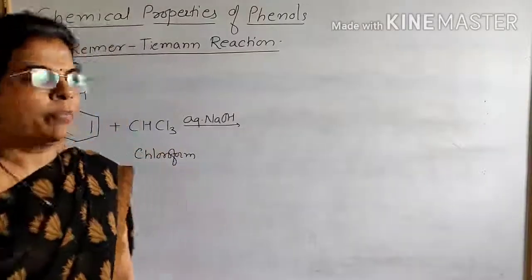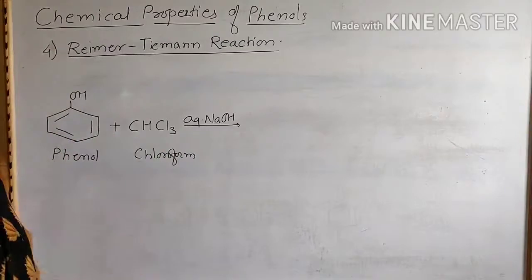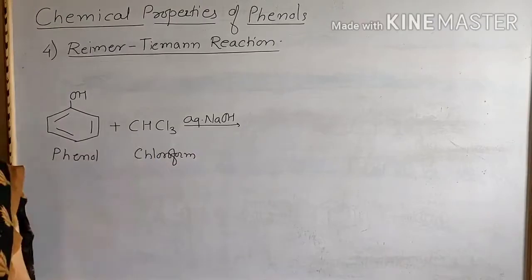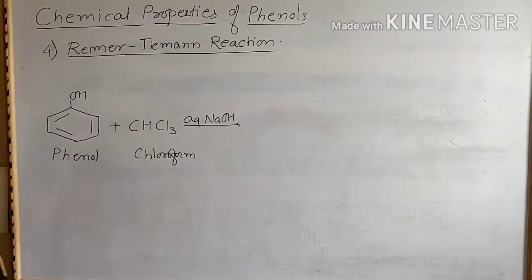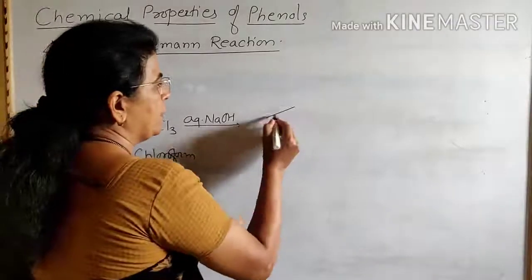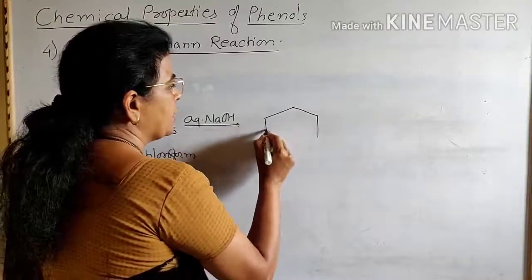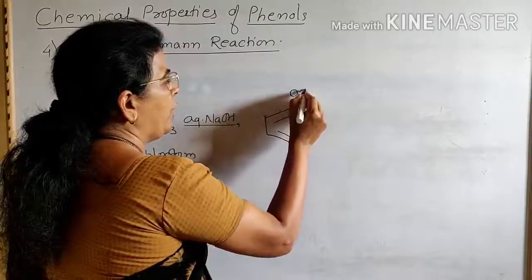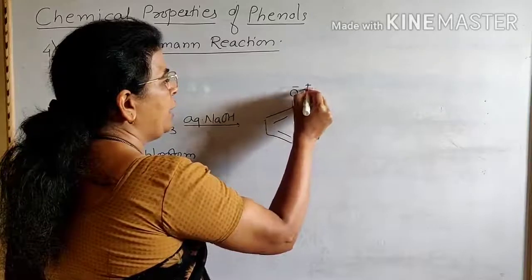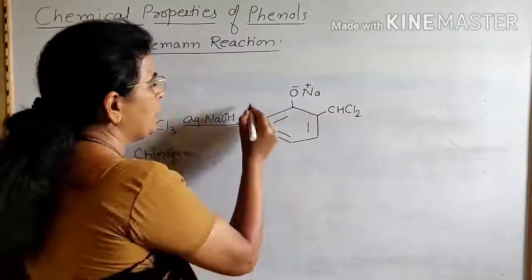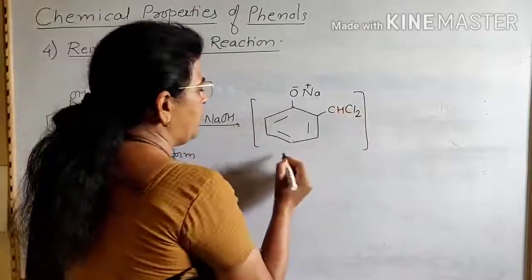Fourth reaction, Reimer-Tiemann reaction. Here, when phenol is treated with chloroform and aqueous solution of sodium hydroxide, we will get one intermediate, like this: ONa, that is sodium phenoxide, and here CHCl2. This is an unstable intermediate.